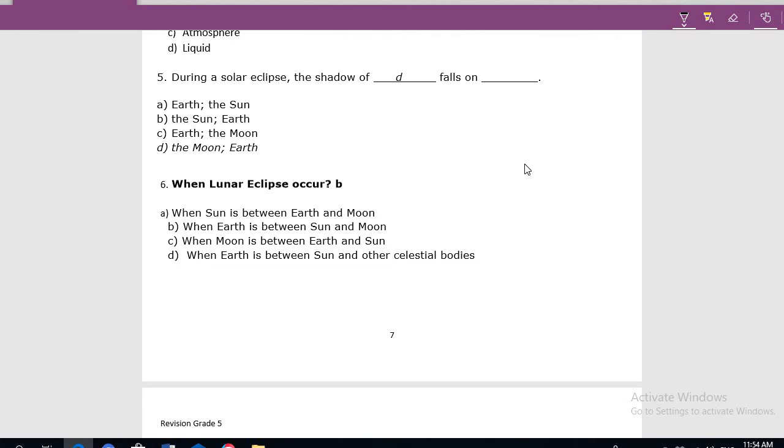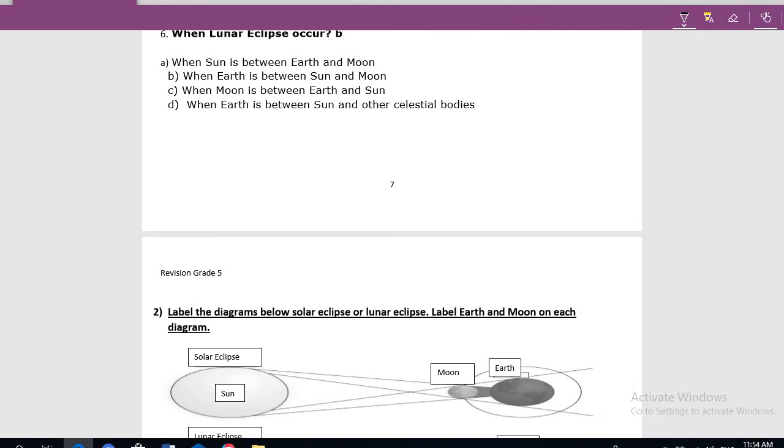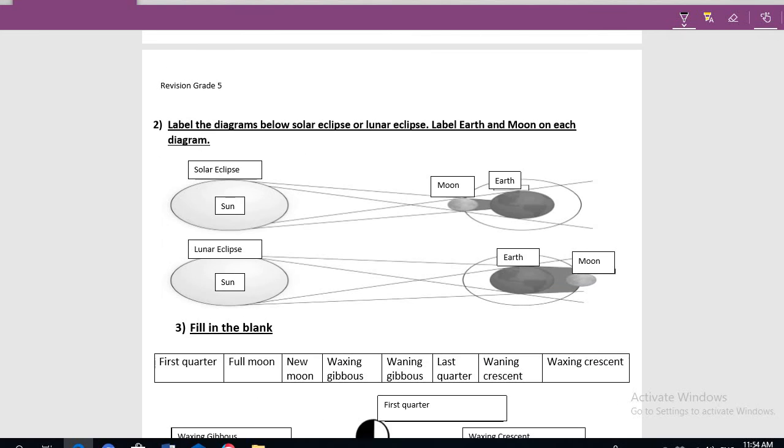In a lunar eclipse, the earth is between the sun and moon. Look, this is a solar eclipse, when the moon is between earth and sun, while a lunar eclipse is when the earth is between sun and moon.